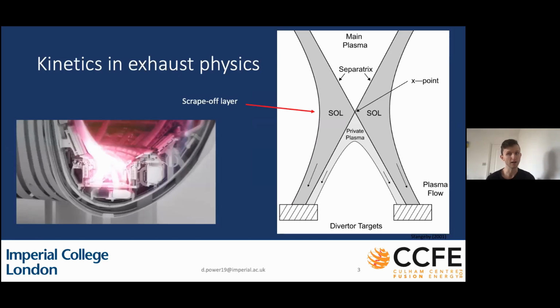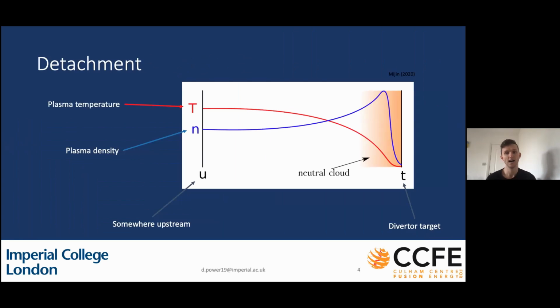But before doing that, I'll go over some of the key aspects of exhaust physics and how they relate to kinetics. This diagram just shows what we mean by the scrape-off layer. So the first part of the puzzle is detachment. During detachment, we have these steep temperature gradients along the length of the scrape-off layer, and the plasma then encounters this cloud of neutral particles in front of the target, and this facilitates a huge variety of complex atomic and molecular physics.